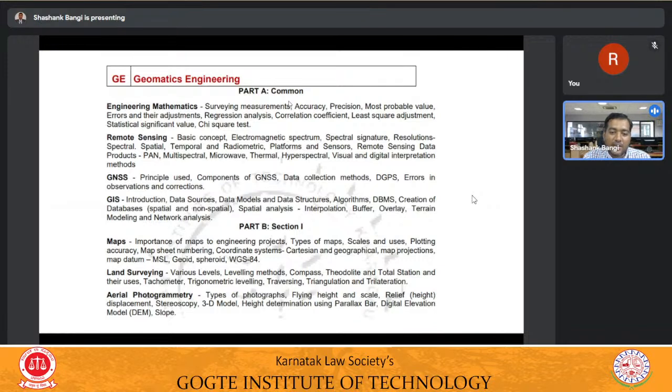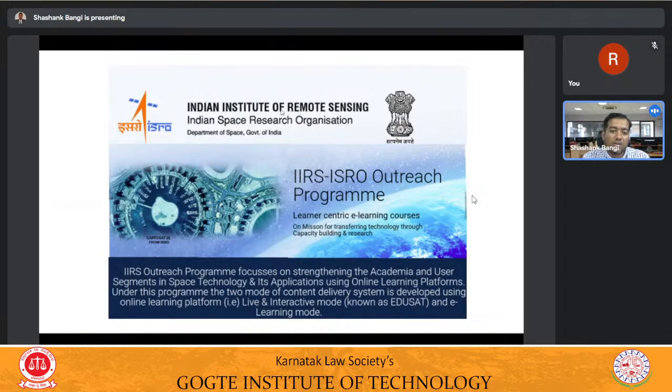Nowadays, many jobs are being created under geomatics engineering. It does not require any particular specialization. Even if you are from IT or non-IT, you can join the companies which are working in geomatics engineering. And also from our college, we are offering the IRS ISRO outreach program.